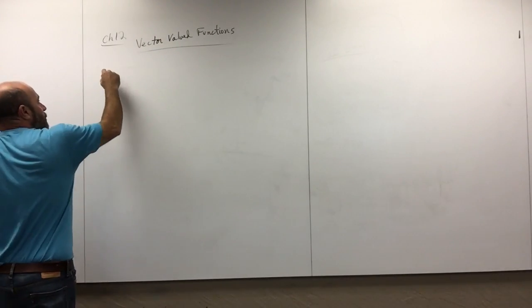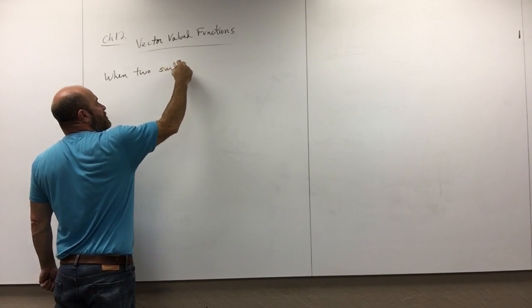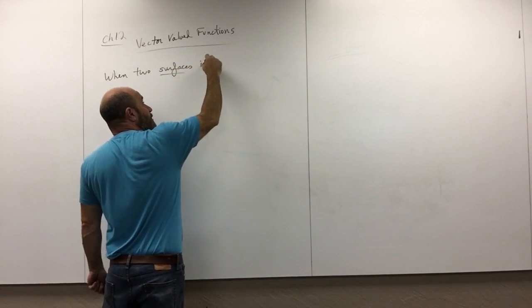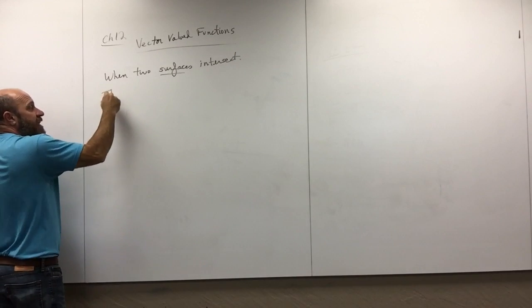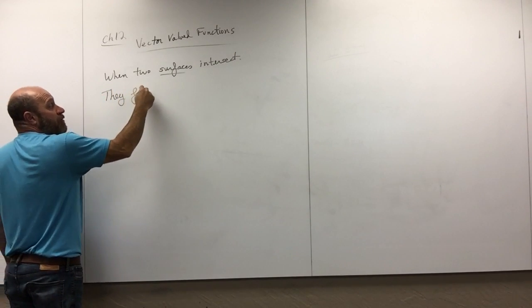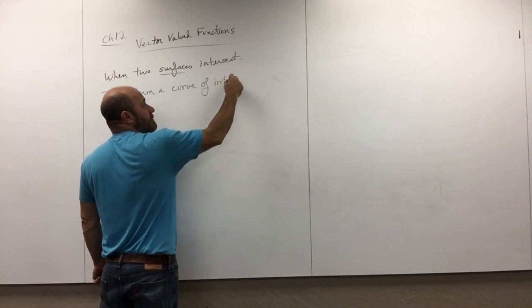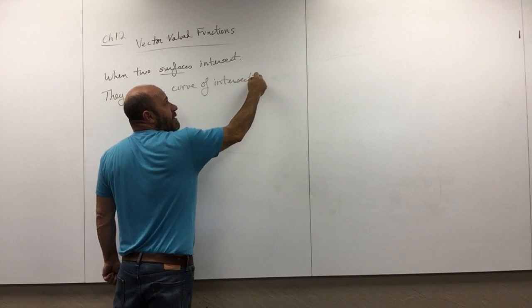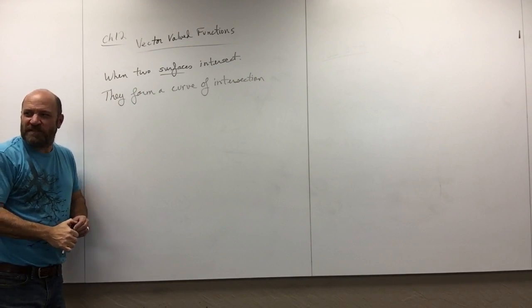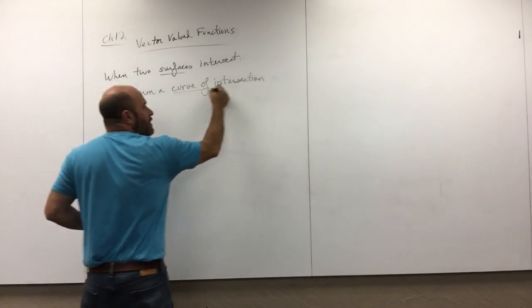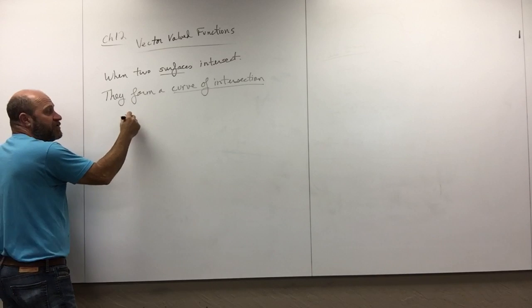You know, I'm going to write this down. When two surfaces intersect, look at this now, intersect, they form a curve of intersection. I mean, they intersect in a curve, or maybe in a straight line. When we say the word curve, it definitely could be a straight line. But when two surfaces intersect, they form a curve of intersection, and that curve of intersection can be represented by a vector-valued function.